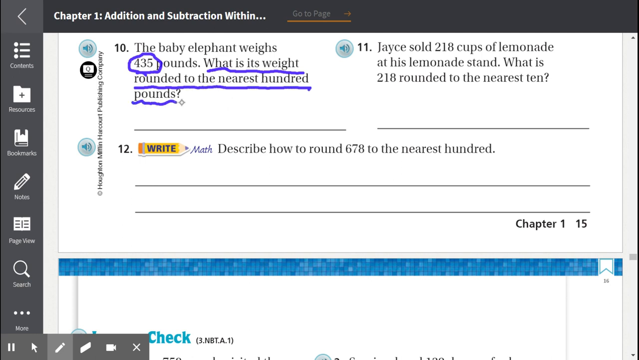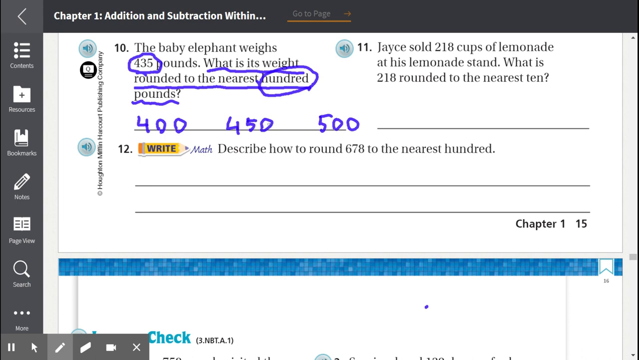So 100 pounds. So we're rounding to the nearest 100. And I also circled 100. So 435 would be between, since we're rounding to the nearest 100, let's find the hundreds that 435 are between. 435 would be between 400 and 500. Now, the number that's in the middle would be 450.